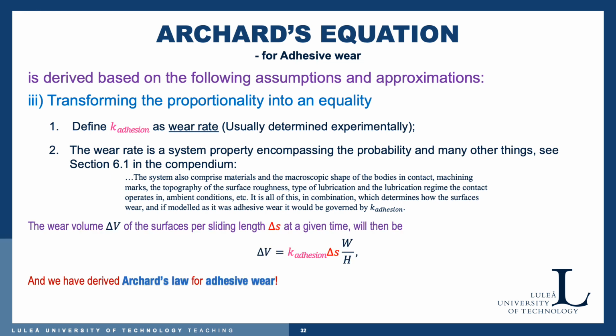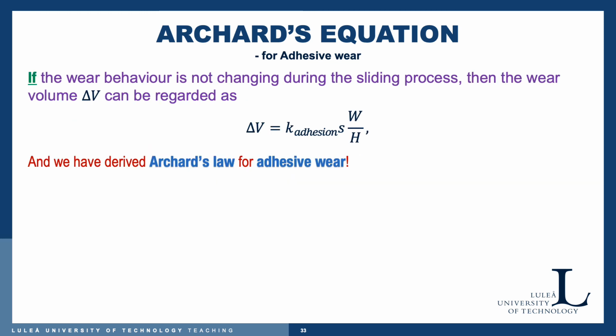Now with this, the wear volume delta V per sliding length delta S at a given time could be expressed as we see here, and this is precisely Archard's law for adhesive wear. And moreover, if we can assume that during delta t, or during time t, the wear behavior is not changing, then we can express the wear volume in terms of the total sliding length S, like this.